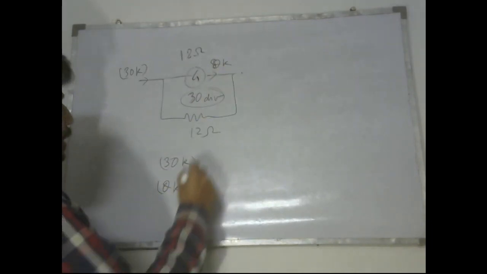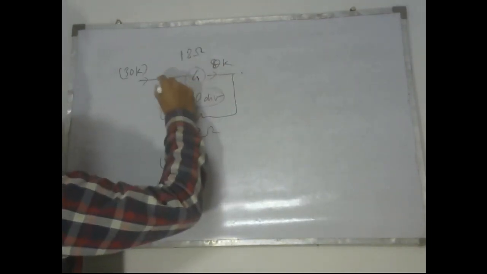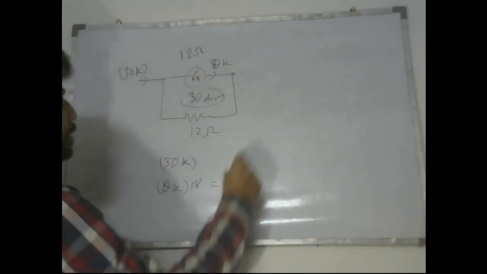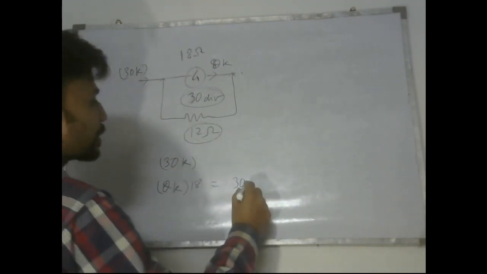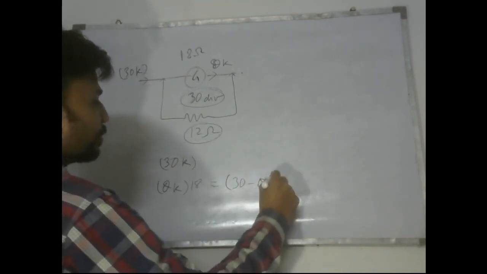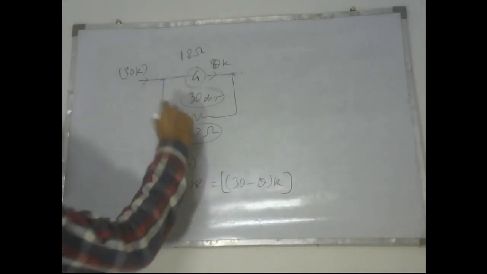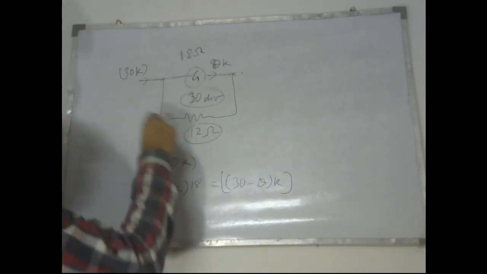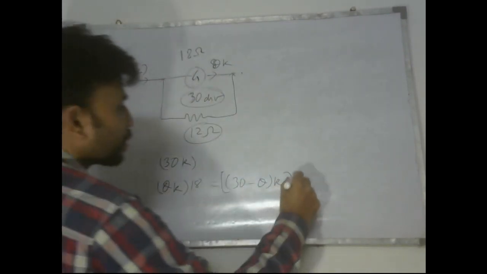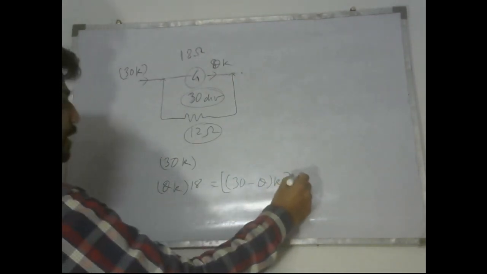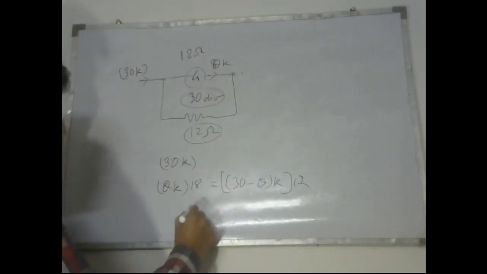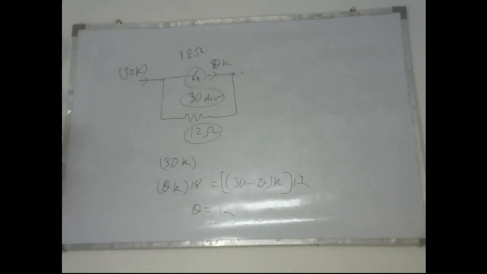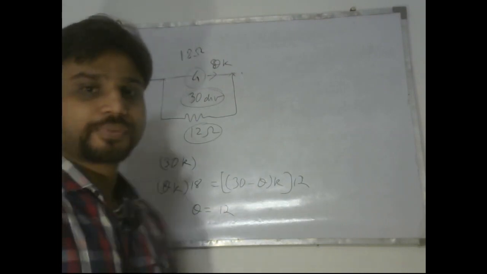So theta k into 18 would be the potential difference across these two points, and that would be equal to the rest of the current passing through the 12 ohm resistance, that is (30 minus theta) k, multiplied by 12. That would be the amount of current passing through the galvanometer, 30k. From that 30k, theta k current goes through the galvanometer, the rest of the current is going through the 12 ohm. So the voltage drop across the 12 ohm resistance is this, and since they are in parallel, the voltage difference would be the same. This yields as a result that the deflection in the galvanometer would be 12 divisions.